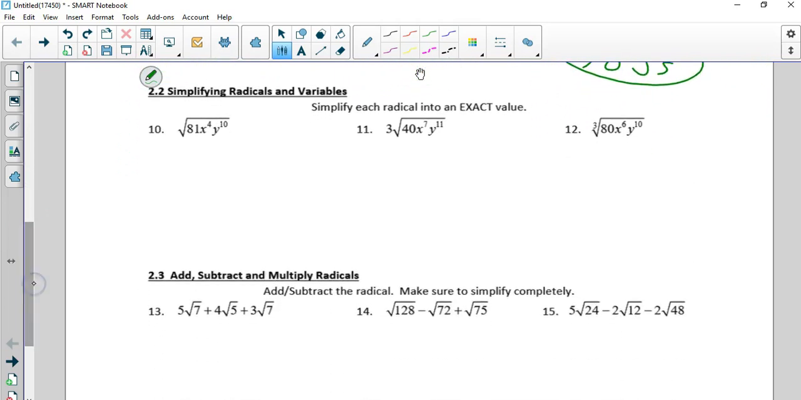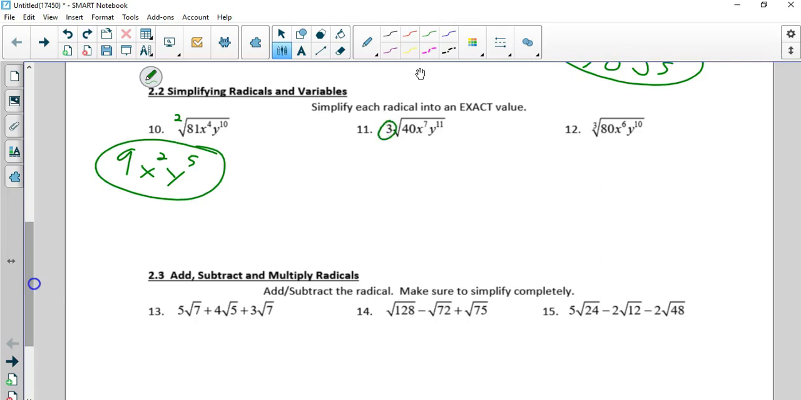Okay, simplifying radicals. Well, square root of 81 is 9. It's going to come out. This is a 2. So x is going to come out. 4 divided by 2, even. Y is going to come out. 10 divided by 2, even. And we're finished. No leftovers.